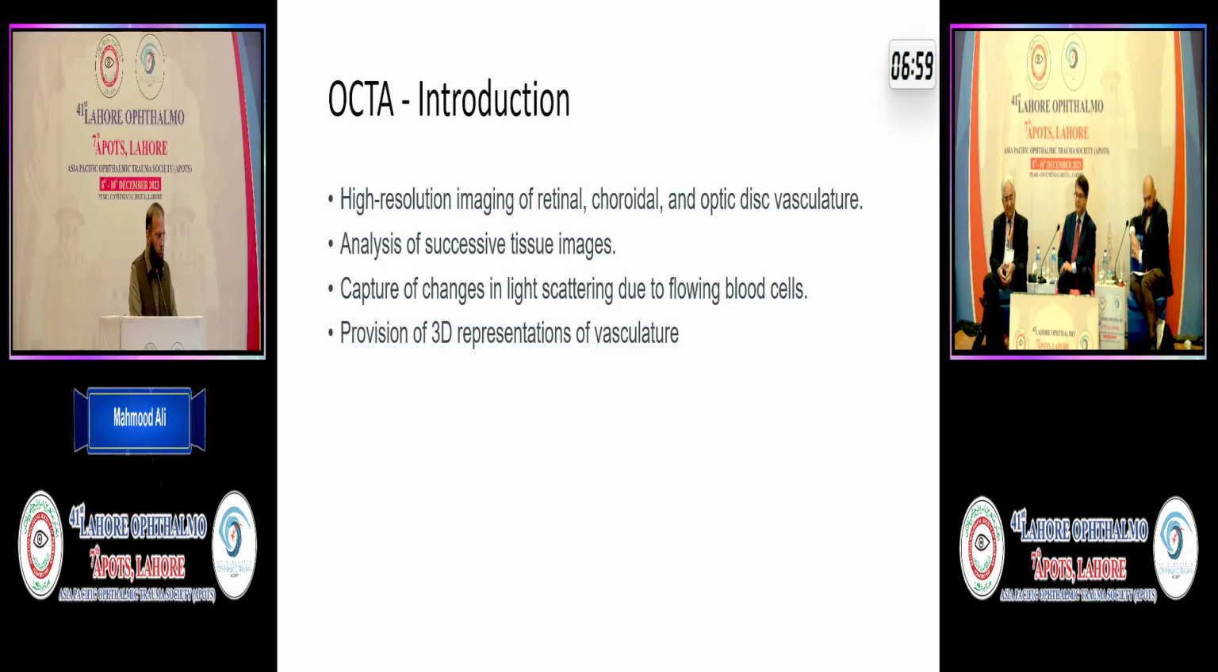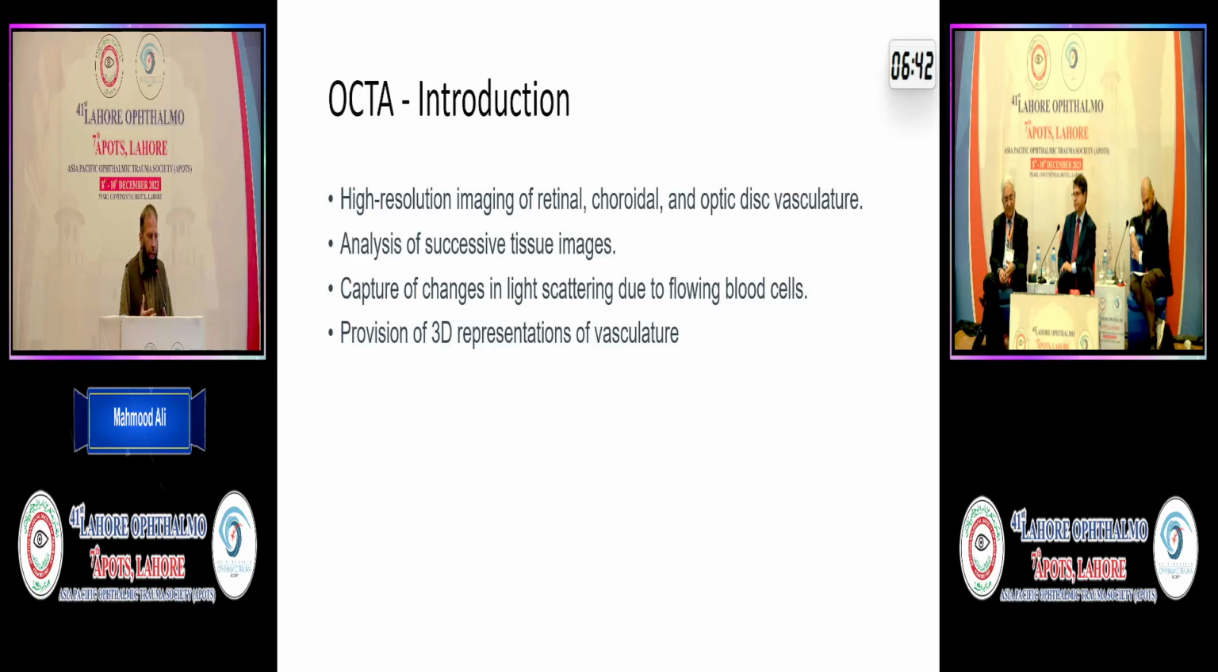So of course we need investigations that can complement our clinical findings, and one of these investigations is OCT angio. OCT angio is basically done with the OCT machine, and it helps us in getting high resolution imaging of retinal and choroidal and optic disc vasculature.